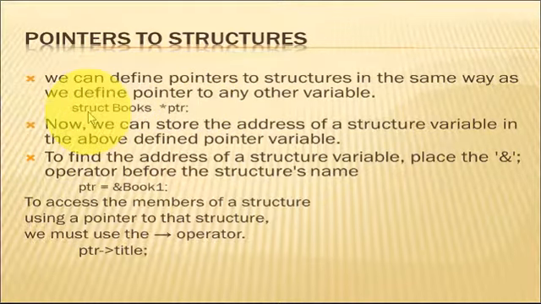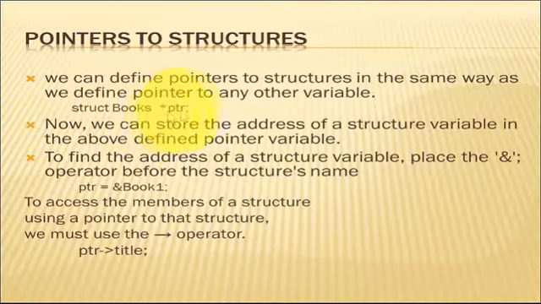In this example, struct books *ptr. Here struct is the keyword, and books is the tag name of the structure. Then I am creating a pointer variable, that is the structure pointer variable ptr. For creating a pointer variable we have to use the asterisk. This pointer is used to store the address of a structure variable.